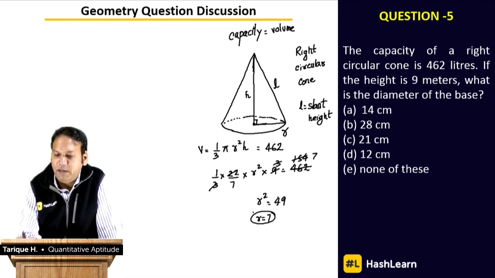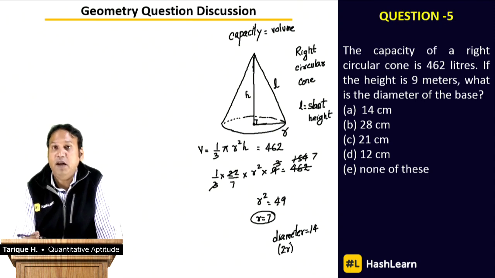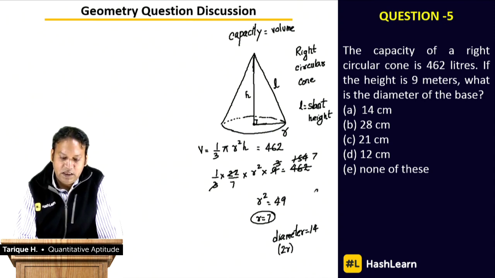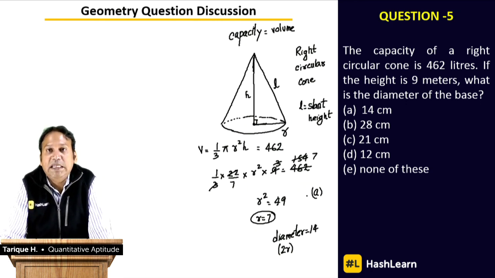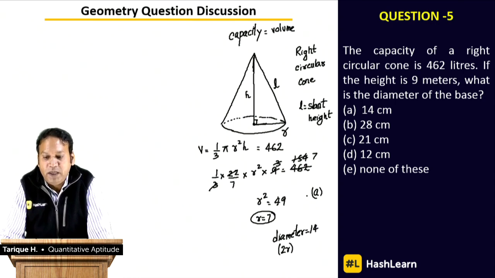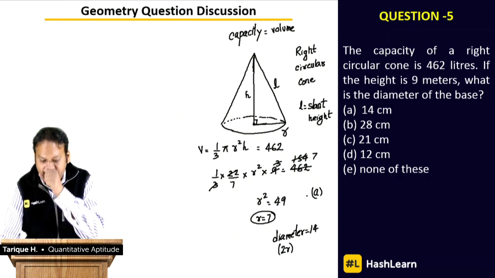You have to find out the diameter of the base. If radius is 7, the diameter will be equal to 14, so 7 plus 7, 14. The diameter we know is 2 times the radius, so 2 into r, 14. So the correct answer is A, and this gives you a quick revision of the right circular cone in geometry. Question number 5 we have done. Let's move to question number 6 and see what is there.